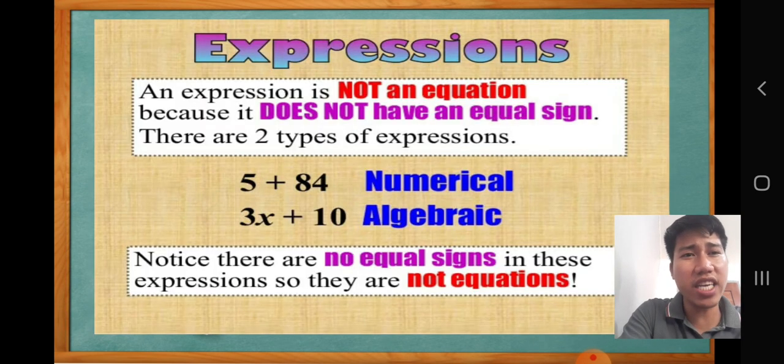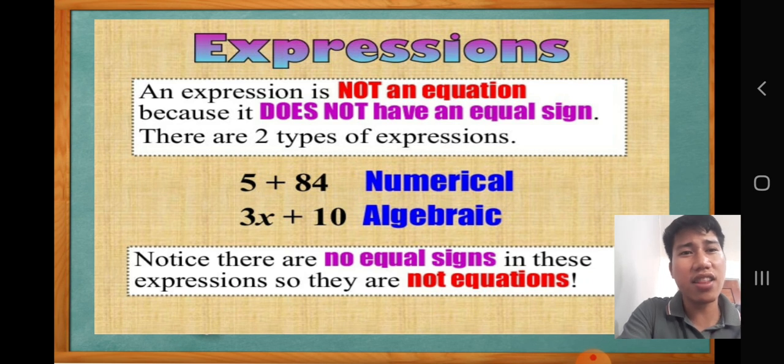So, when we say expression, it is not an equation because it does not have any equal sign. There are two types of expression: first is numerical, and second is algebraic. When we say numerical, numbers ra jud siya. When we say algebraic, naa na siya kauban variable.